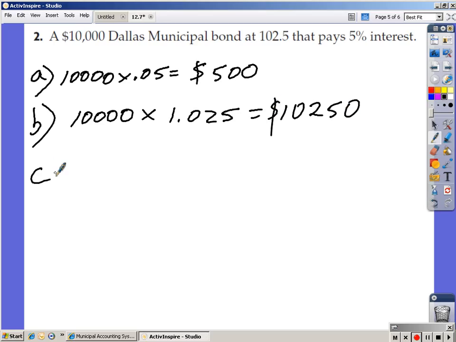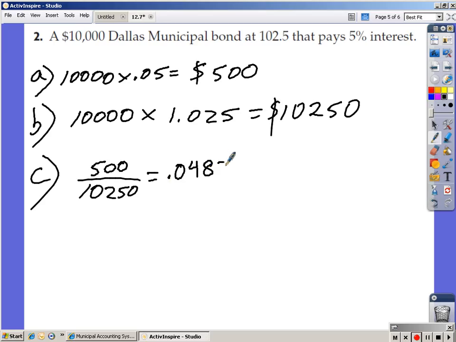Okay. And part C wants us to find the yield. 500 divided by 10,250. Plug that in the calculator. And you get 0.04878, which works out to be 4.88% yield. Okay? Excellent job. Hopefully you got it all right.